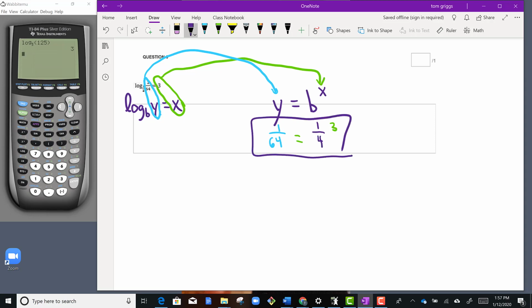And again, when you have real numbers, this can easily be checked. If we type in 1/4 and raise it to the third power, we get a decimal. But if we convert that decimal by pressing the math button and then number 1 for fraction, we convert it back to a fraction, we see it as 1/64th.